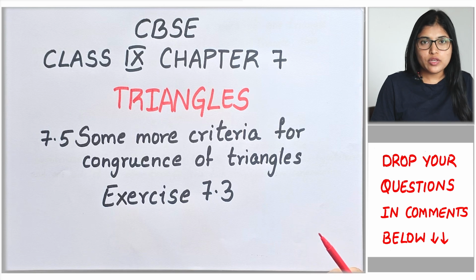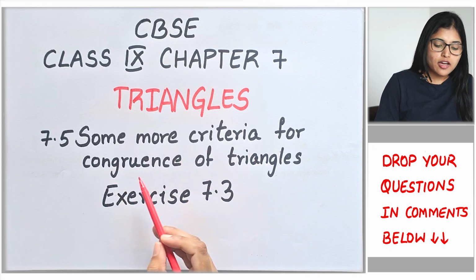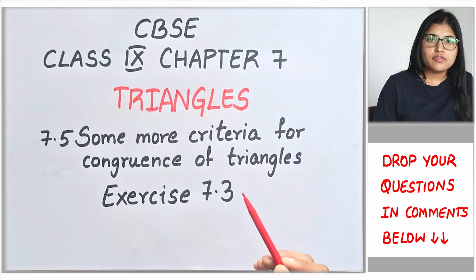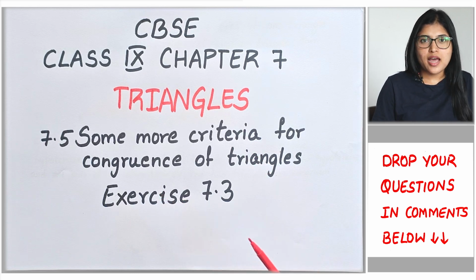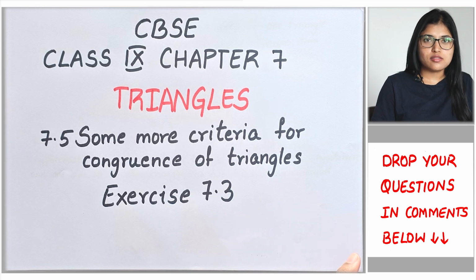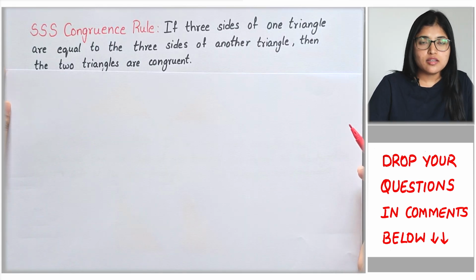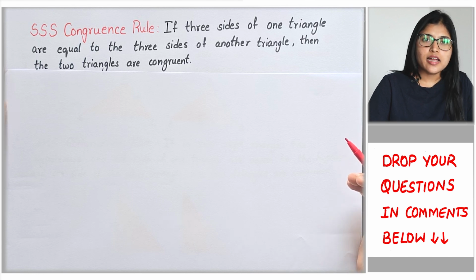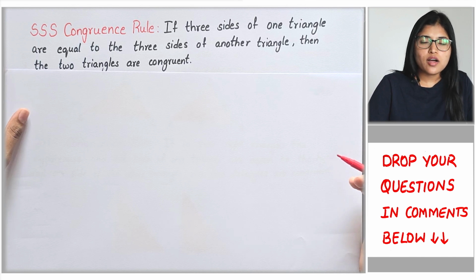In today's video, we will be learning some more criteria for congruence of triangles, which is part 7.5 in chapter 7, Triangles, of class 9 math CBSE. We'll also be doing exercise 7.3 questions. In 7.1 to 7.3, we had learned different congruence criteria such as side angle side, angle side angle, and angle angle side. In today's video, we'll also cover two more criteria for congruence of triangles.